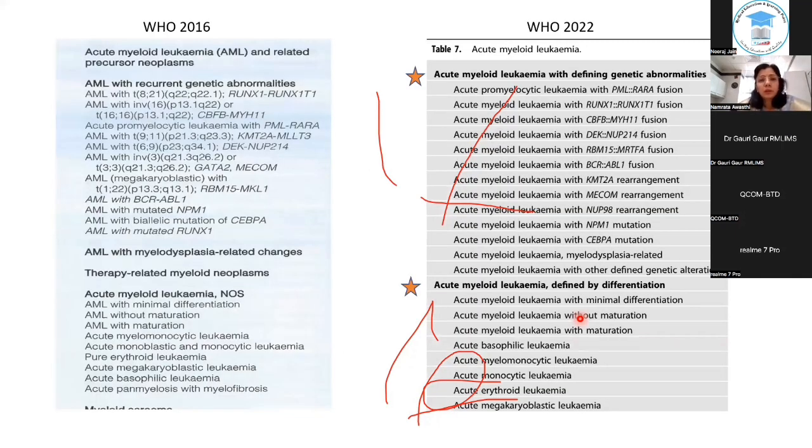So the revised fourth edition of the WHO classification has these categories of AML, and this has been revised recently in the 5th revision. And I feel that the classification is now simpler. It is now into 2 categories only: AML with defining genetic abnormalities, wherein most of the abnormalities are the previous ones with a few new ones, and then AML defined by differentiation, and they have done away with the NOS category. But this NOS is very much similar to this category, AML defined by differentiation.